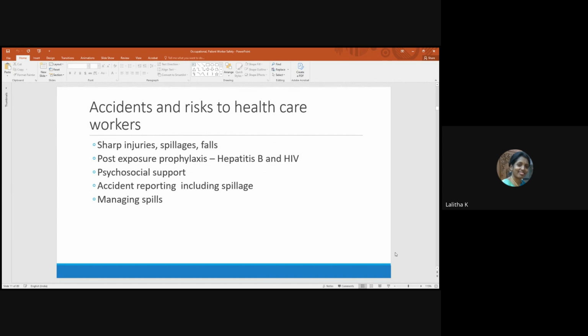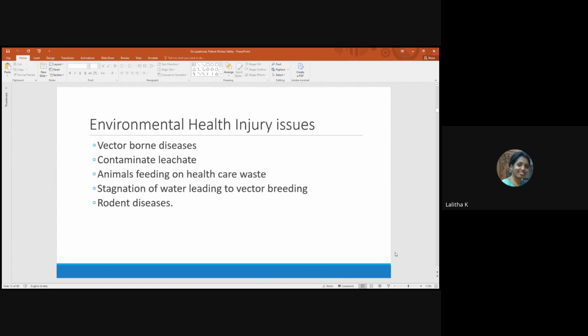What are the accidents and risks which can affect healthcare workers? One is sharp injuries, as we have told, and spillages or falls also. Accident reporting includes spillage. Now let's come to the spill. Environmental health injury issues can cause vector-borne diseases, contaminated leachate, and animals feeding on healthcare waste. If stagnation of water is there, it can lead to vector breeding, like mosquito breeding, and rodent diseases can also occur. So if you dispose of waste improperly, it can lead to a lot of environmental health injury, which can affect not only healthcare workers, even the community as well.